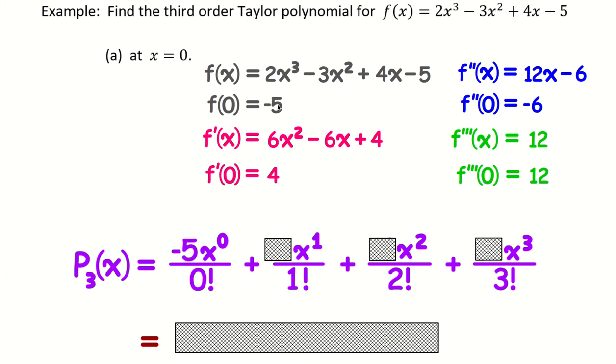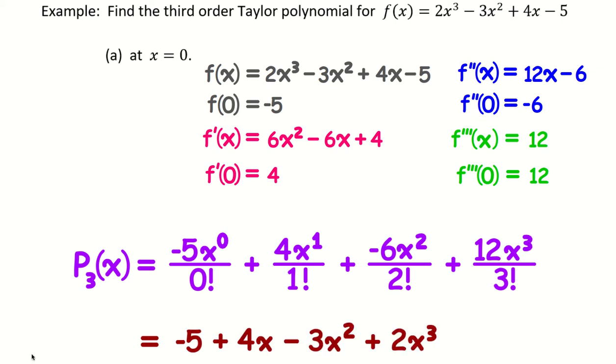Negative 5. And so 4, we got 4 here, so 4 goes there from the first derivative. From the second derivative, plugging in 0, we got negative 6. And plugging in 0 to the third derivative, we got 12. Okay? So, cleaning this up, I guess, because there could be some cleanup. 0 factorial is 1, 1 factorial is 1, 2 factorial is 2, 3 factorial is 6. And so cleaning it all up, we just get that. All right?